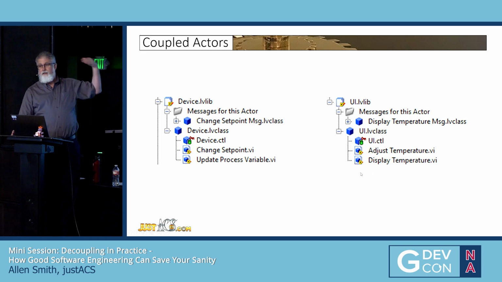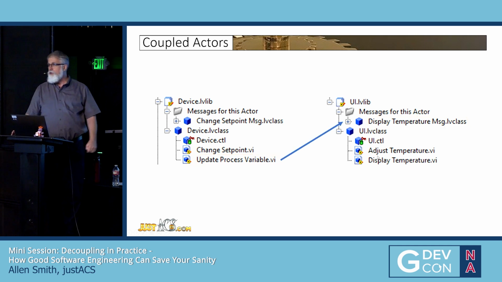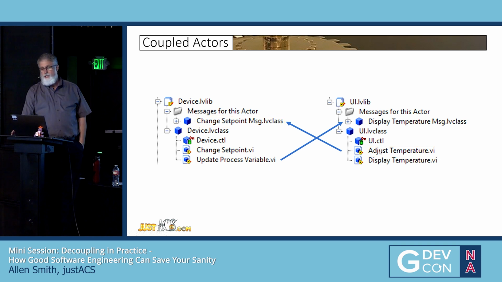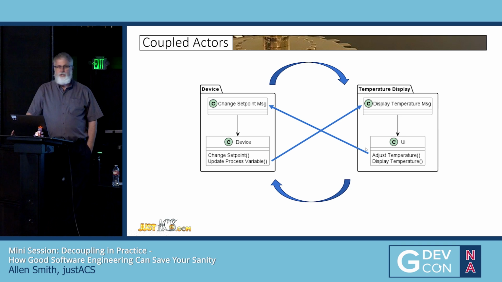So this is the thing that can really build up our chains for us if we're not careful. And how you get a cycle with actors is, my actor device, for this example, wants to update a process variable, so it calls display temperature on the UI. That link is fine. I can turn around and go the other way. Of course, if I want to adjust temperature, I'm calling the change set point message of device. Now I have a cycle between my two actor libraries, and this is something that I desperately wish to break.